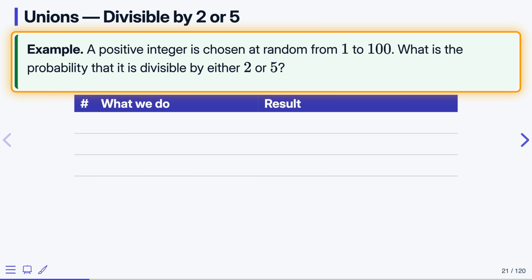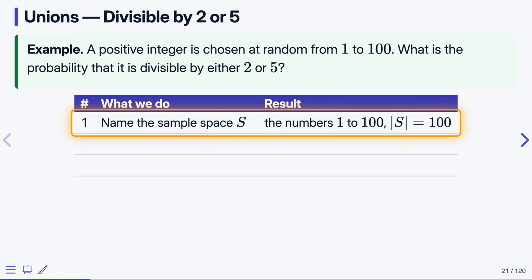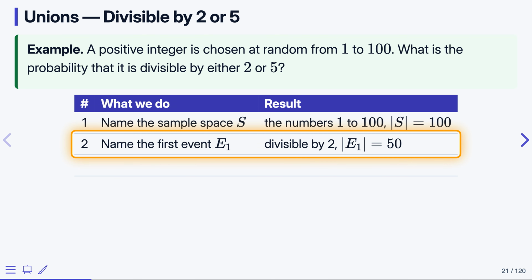Let's use the union rule. We pick a number at random from 1 to 100, and we want the chance that it is divisible by 2 or by 5. Step 1. Name the sample space. It is the numbers 1 to 100. Its size is 100.